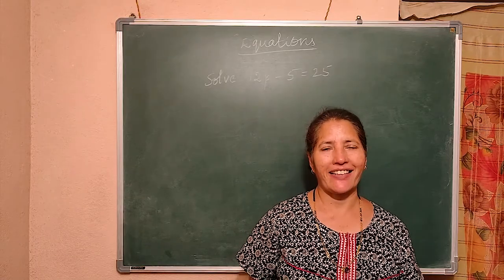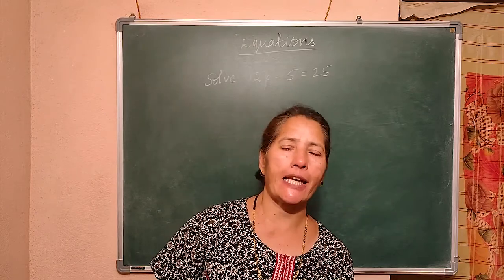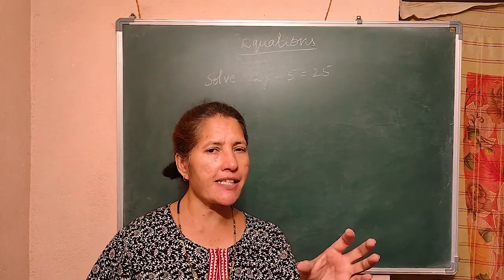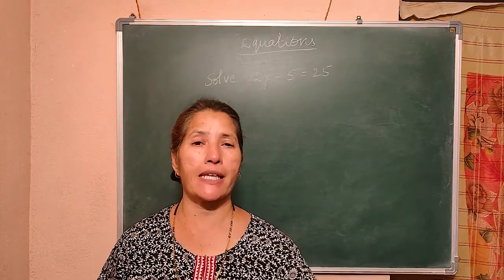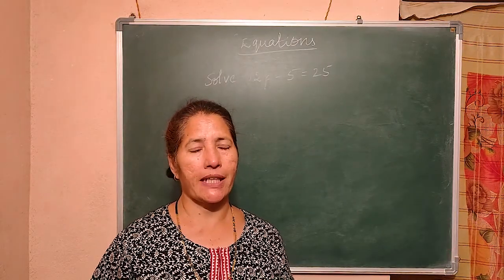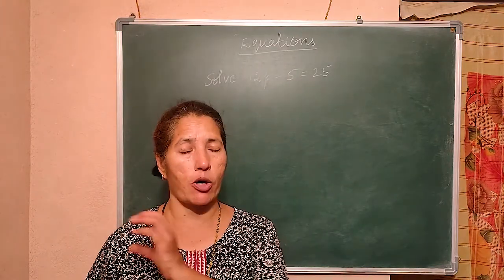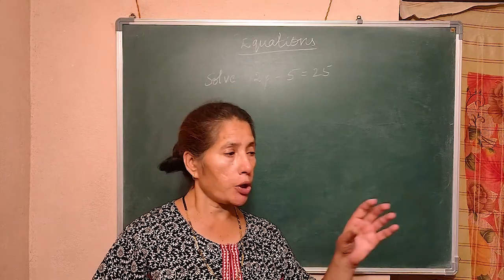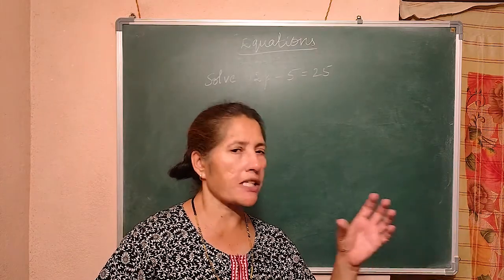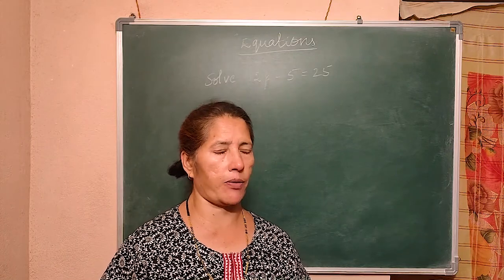Hello everyone. In the last class we studied how to solve a linear equation. What is an equation? An equation has an equal to sign. Carbon combines with the oxygen is an expression. Carbon combines with the oxygen to give carbon dioxide is an equation. 2 plus 5 is an expression. 2 plus 5 is equal to 7 is an equation. So you understood the meaning of equation.